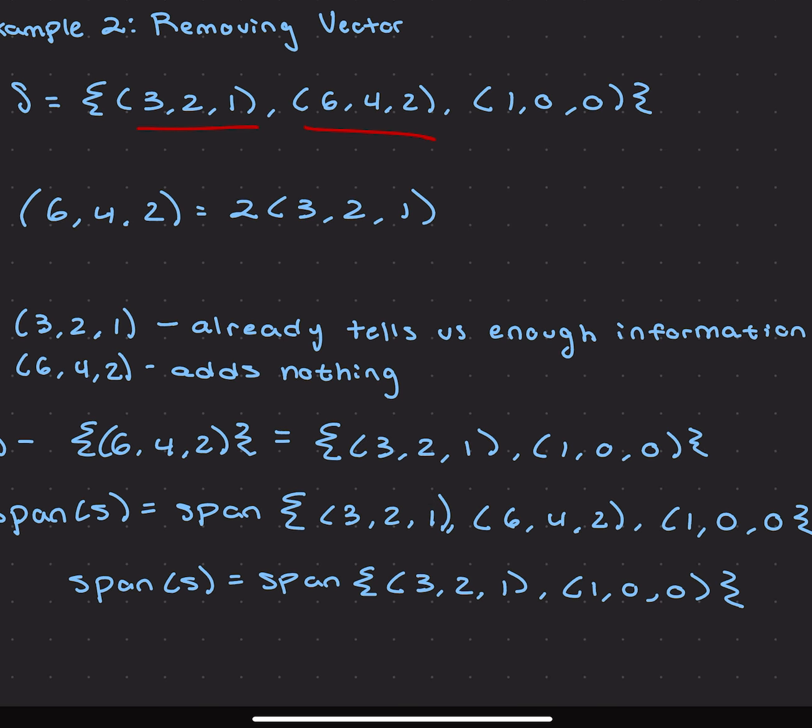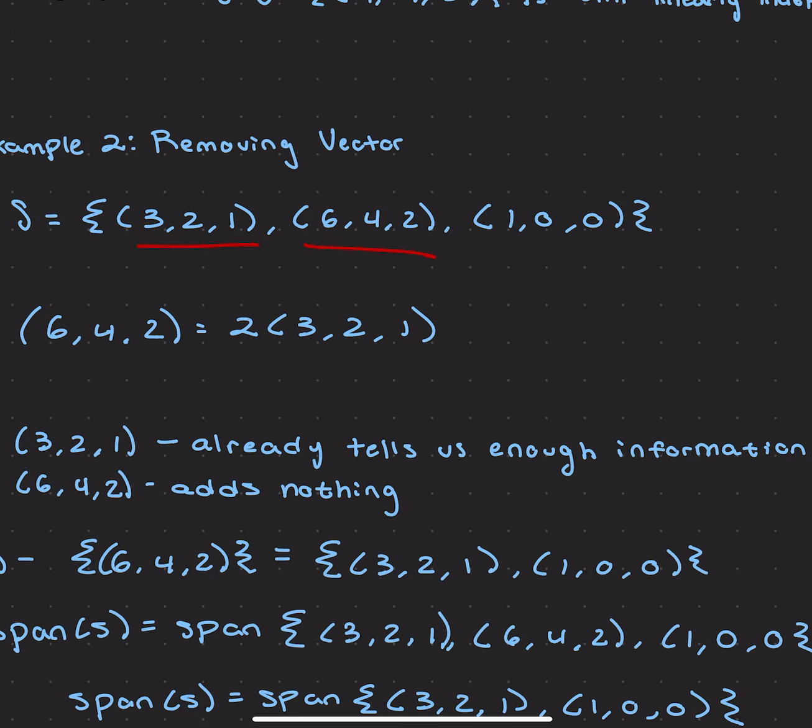So removing it, you get S minus 6, 4, 2, which leaves you with 3, 2, 1 and 1, 0, 0. What this means is that the new span S becomes the span of 3, 2, 1 and 1, 0, 0. This is exactly the same as the smaller set and satisfies the minus theorem condition. So the vector 6, 4, 2 can be safely removed because it's already expressible using the others. In this sense, that vector was already expressed with these points.